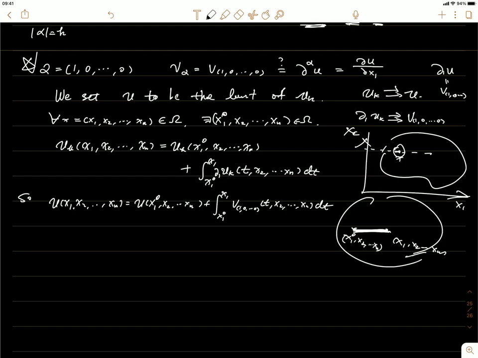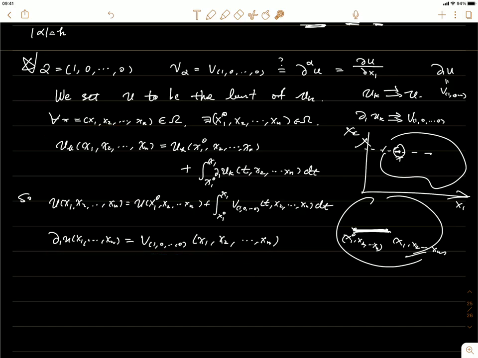And because of that, I can see that the partial derivative of u with respect to x1 will exist. We take the partial derivative of u with respect to x1, and apparently this one will be a constant because all these things are constant right now. Then we take the partial derivative with respect to x1, and this is a function of x1 only, so that means this is equal to v_(1,0,0) of x1, x2, ..., xn. We show this for every x, and this is true.